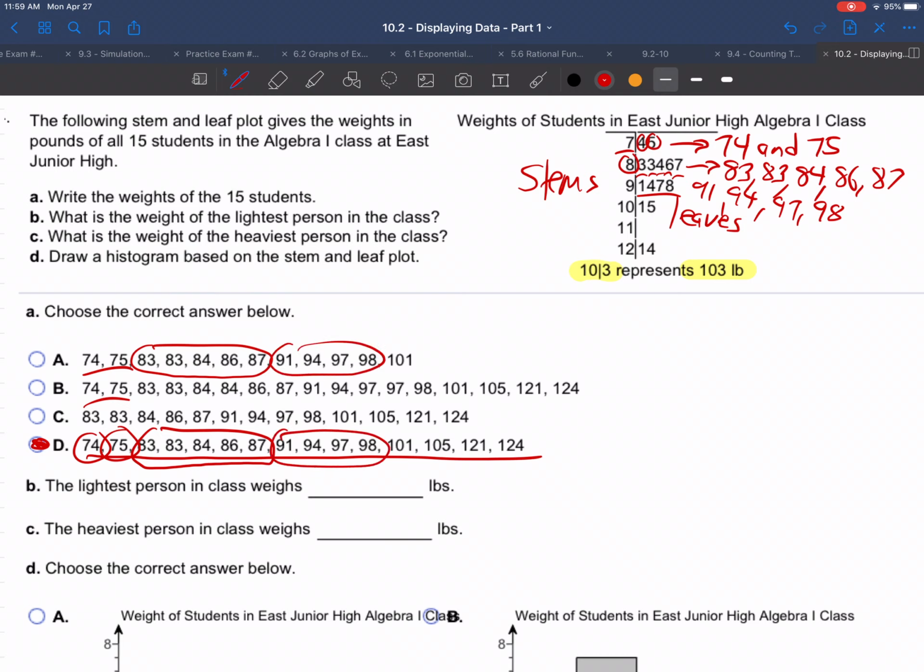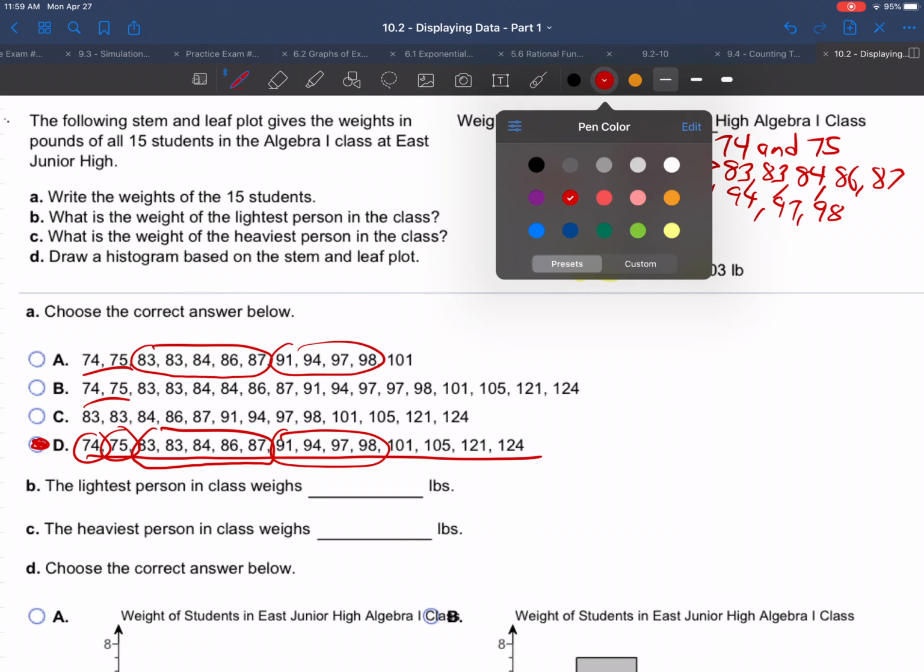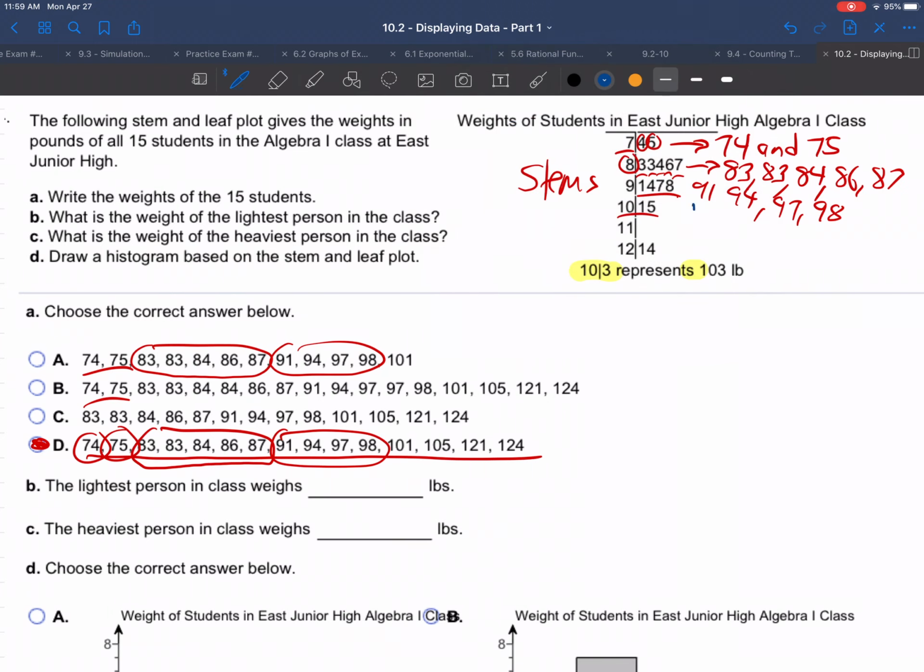And then this right here has 101 and 105. See, this just has 101, so it's out. It should be 101 and 105. This one doesn't have any of those, but it does have a 121 and a 124. Perfect. It's D.